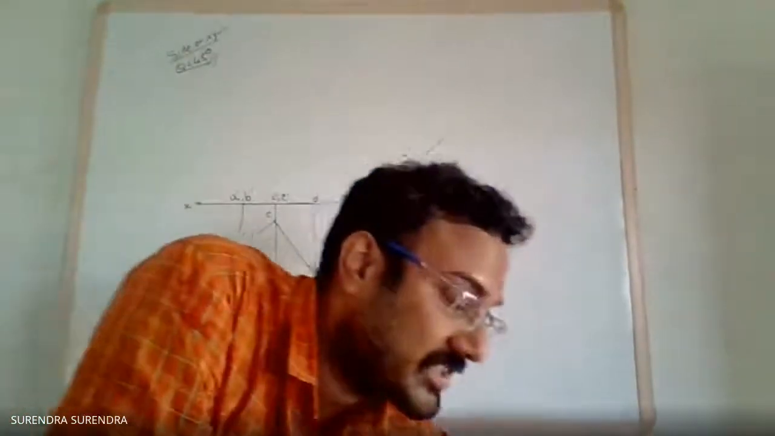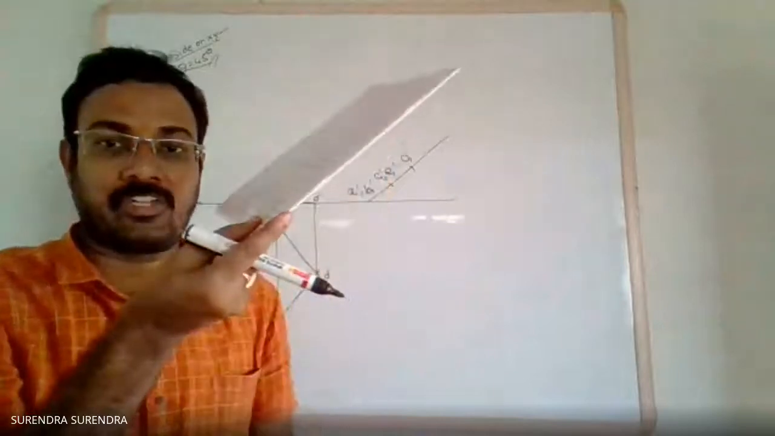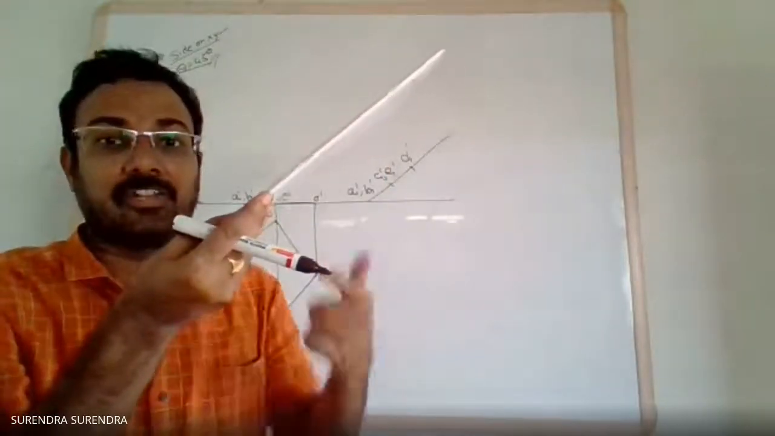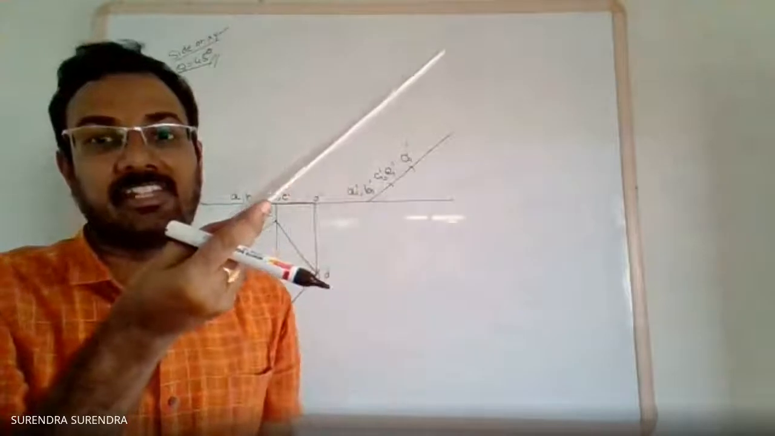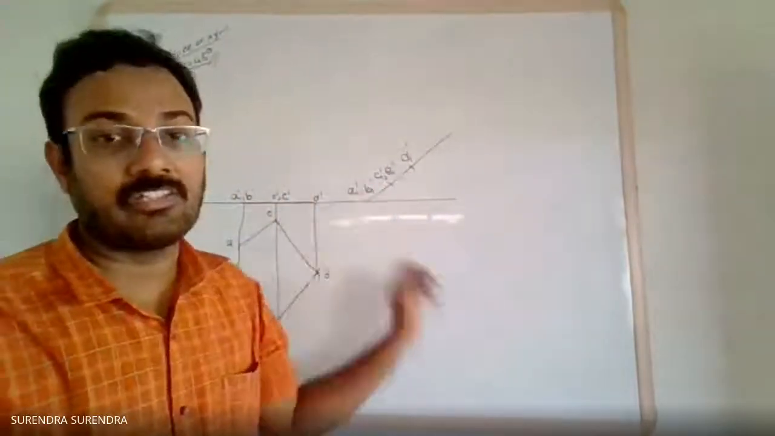So when the surface is inclined at 45 degrees to HP, we can see the front view as a line inclined at 45 degrees to the XY line. So this is the final front view.